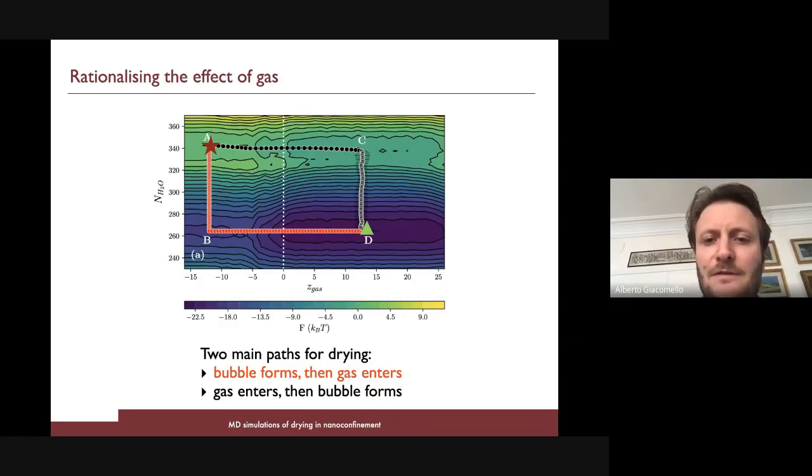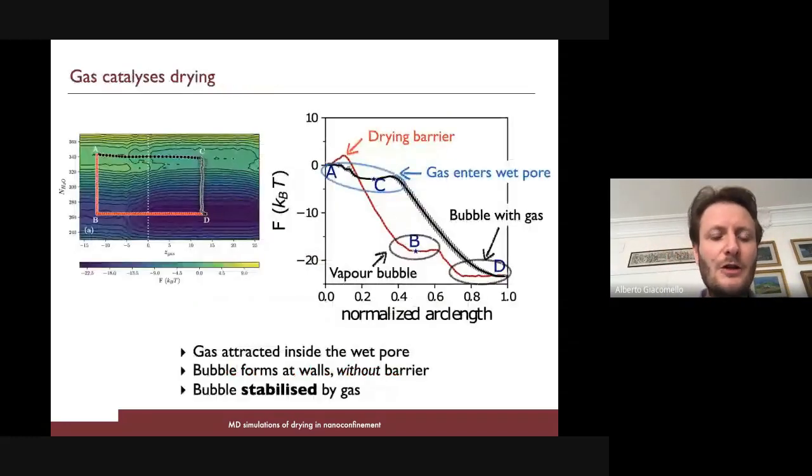Both of these paths are possible. So you can make your bets on which one is the most energetically favorable one. And in the next slide, you will discover whether you have won or not. So the answer is that the black path is the most favorable one.